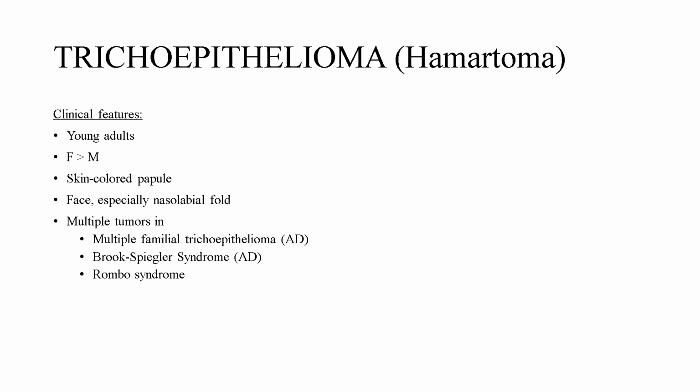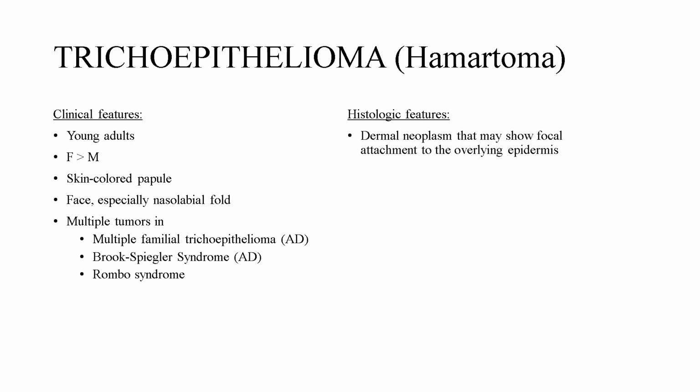Coming to the histological features, it is basically a dermal neoplasm, and it may or may not be attached to the epidermis. There are nests of cells which are basophilic, and they are surrounding some eosinophilic material in the center, and then we have fibrous stroma. So let us see what it looks like.